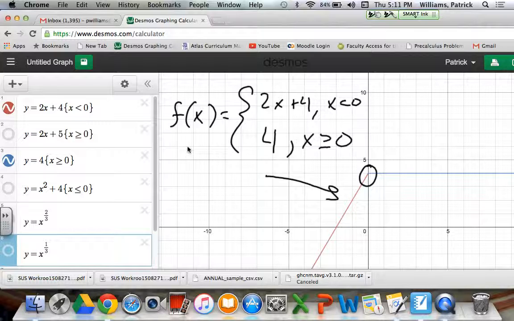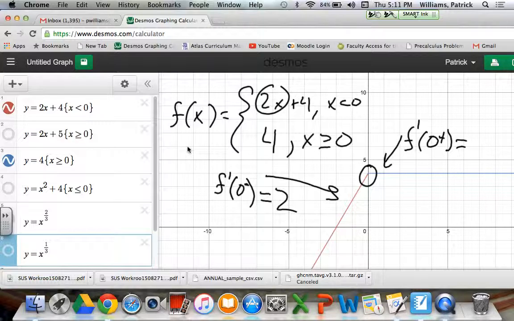So if we look at the function right here, we would have that f prime of 0 from the left, let's call it 0 minus, is going to be equal again to 2, because that's the slope of this line. But if we look at the derivative f prime of 0 plus, that would be equal to 0 because we have a horizontal line. So again, in a corner, we have a mismatch of the derivatives on either side of the point. Therefore, that function is not differentiable at that particular corner. All right?